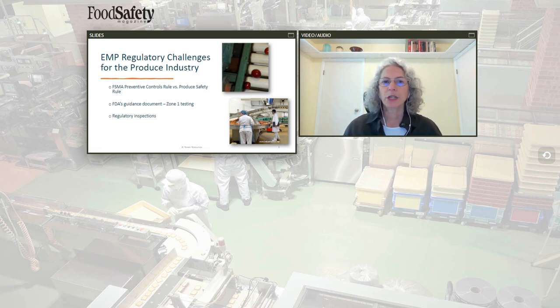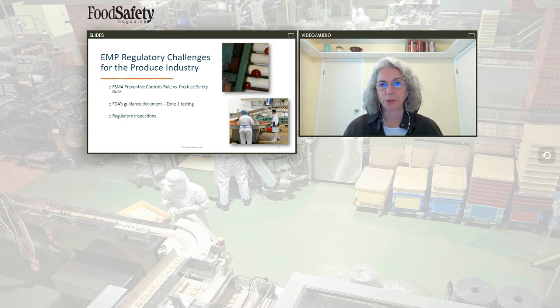I'd like to also touch on a couple of the regulatory challenges that produce faces. Produce operations can be under either the FSMA preventive controls rule or the produce safety rule. Packing houses in particular can be under either one, depending on the ownership situation. And where that is a factor for Listeria management, Listeria EMPs, is around the food safety plans.